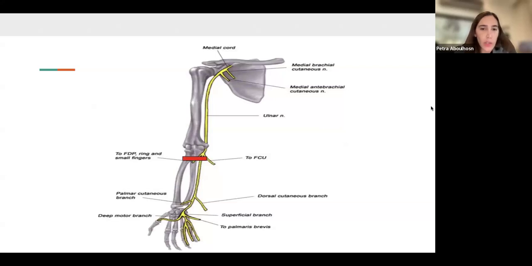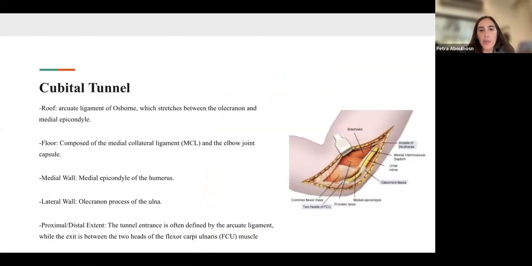Okay, next we have an injury also close to the elbow, but slightly below it. And this is more common. It's called compression at the cubital tunnel. So the boundaries of the cubital tunnel: we have the arcuate ligament of Osborne, which is basically called the retinaculum of the cubital tunnel, which stretches between the olecranon and medial epicondyle.